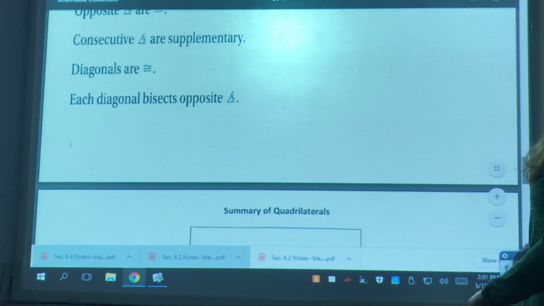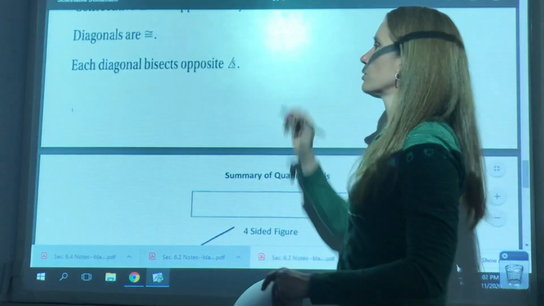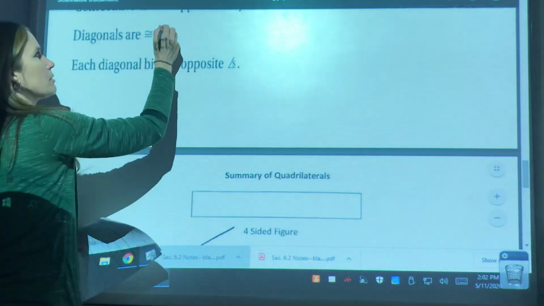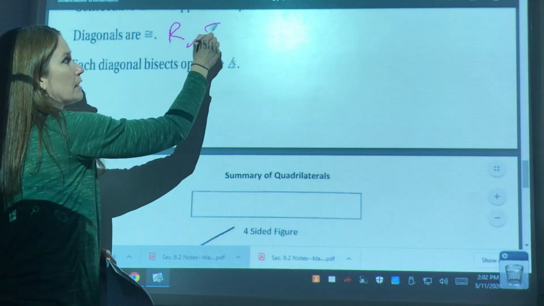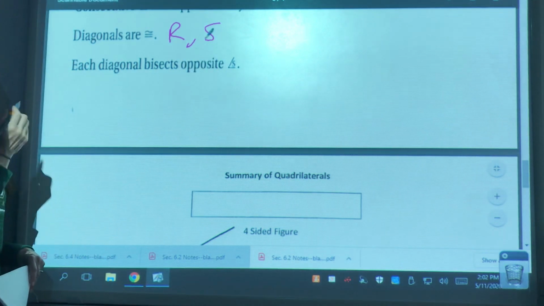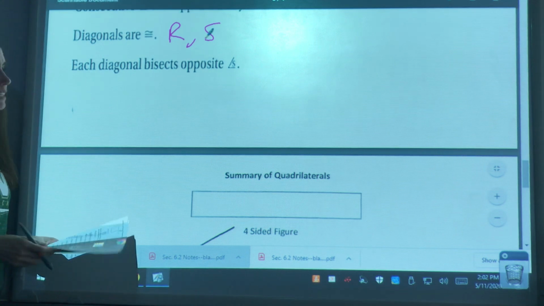So the last two that we haven't done yet are diagonals are congruent, and that is one of the properties we said of a rectangle. Again, if it fits for a rectangle, it automatically fits a square as well, because the square has all the properties of a rectangle and rhombus. And each diagonal bisects opposite angles.